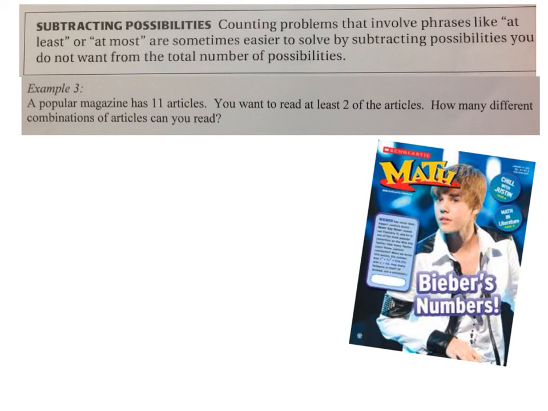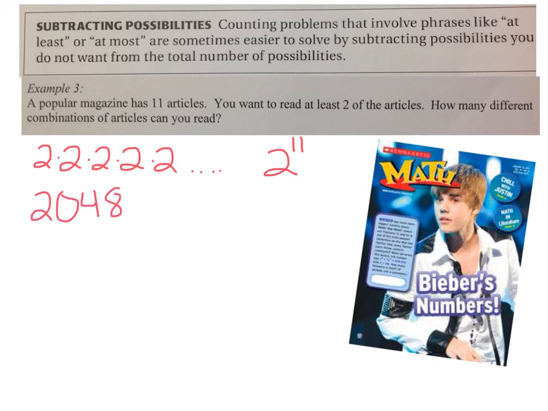So if you think back to what we learned a couple days ago, we're going to read at least 2 of the articles, and it has 11 articles. So we could read 2 different ones, or 2 different ones, and there's 11 different articles. It's 2 times 2, 11 times, 2 to the 11th power. There are 2,048 total combinations of articles that we could read.